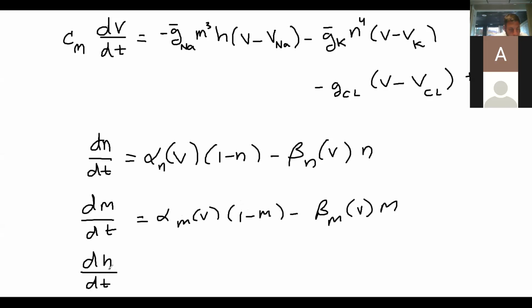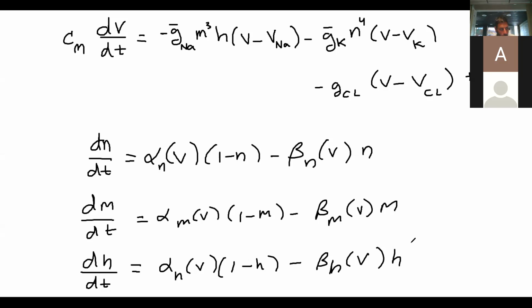And then lastly, you have an expression for h. So before we go anywhere, these alpha n, beta n, alpha m, etc., these are all functions. So we have to tell you what they are.